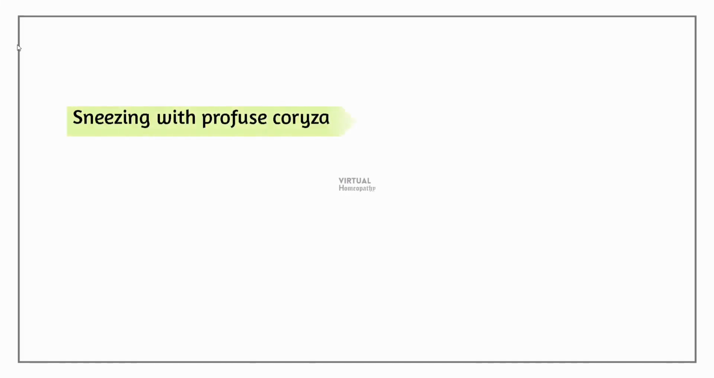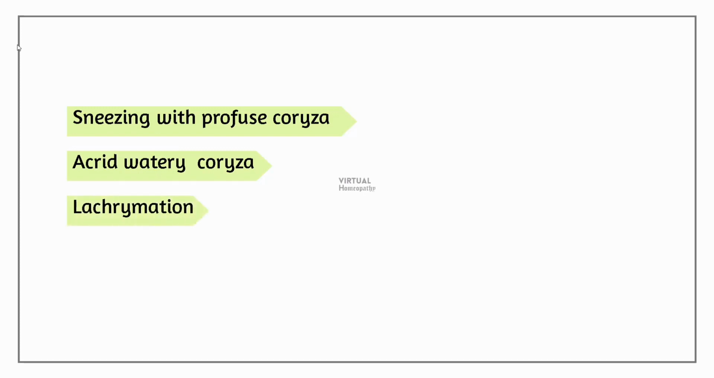The patient will have sneezing with lots of nasal discharge. Lots of coryza will be there. The character of the nasal discharge is acrid and watery. So there is acrid watery coryza in Kali Iod. There will be lots of lacrimation also.